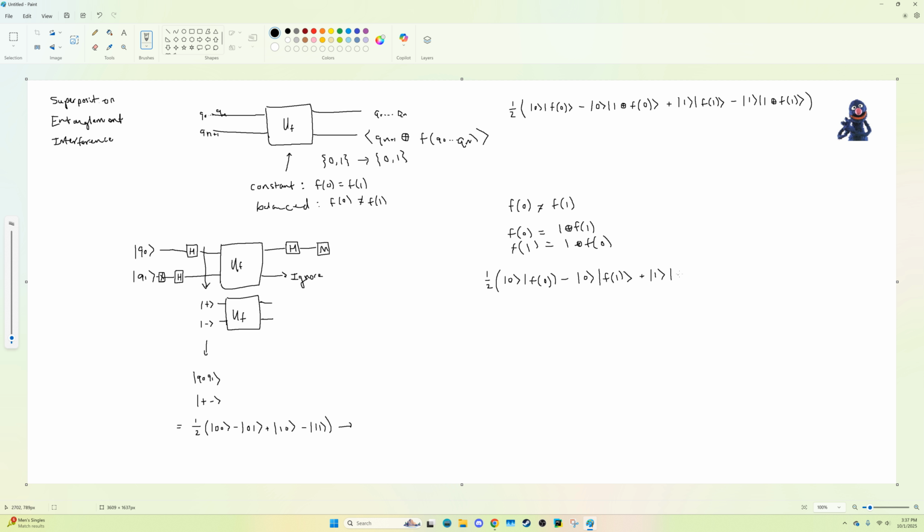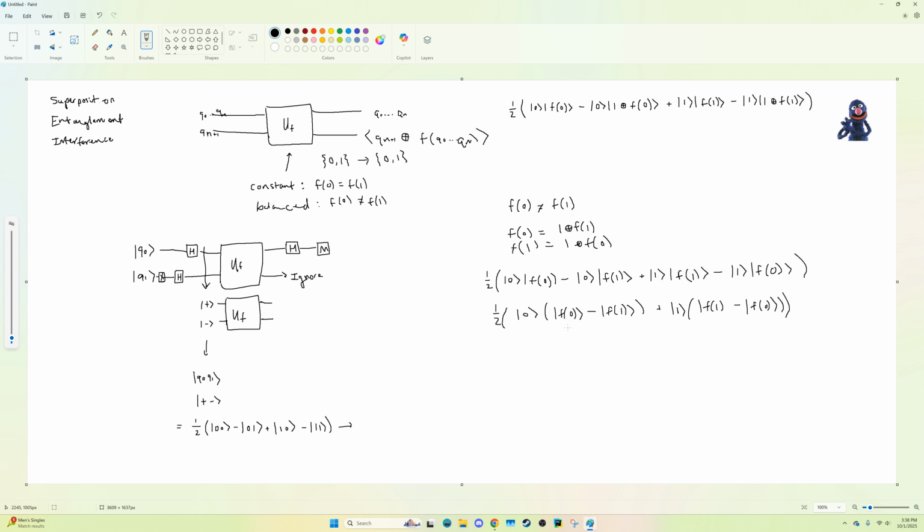And then we have 1 f of 1 minus 1, and 1 XOR f of 1 is f of 0 from above. So we have this. Okay, so now we can pull out a ket 0. So we have 1/2, pull out a ket 0, and we have this times ket f of 0 minus ket f of 1. And we can do the same thing here. So we have 1. We pull out a ket f of 1 minus ket f of 0.